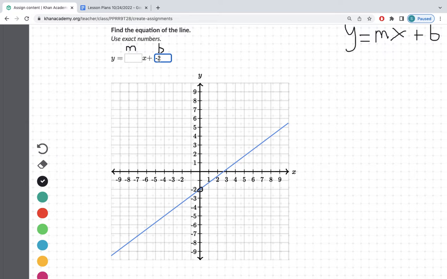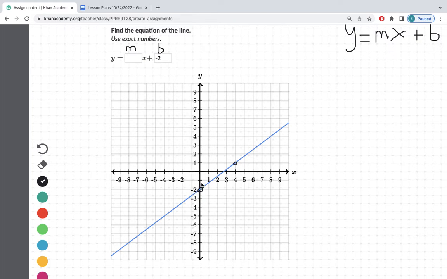The last thing we have to do is find our slope, find our m value. So all we do is choose 2 points. We already have one point right here where our y-intercept was. Let's just choose another point. That looks to be a good point. This one looks good right here. Okay, looks to be exactly at 4, 1. Okay, 4 across, 1 up.